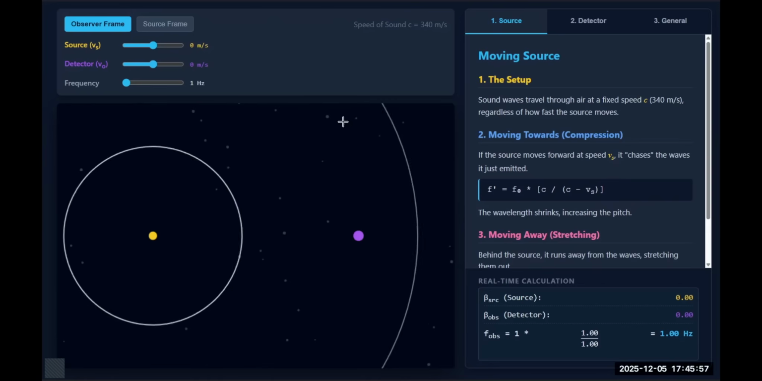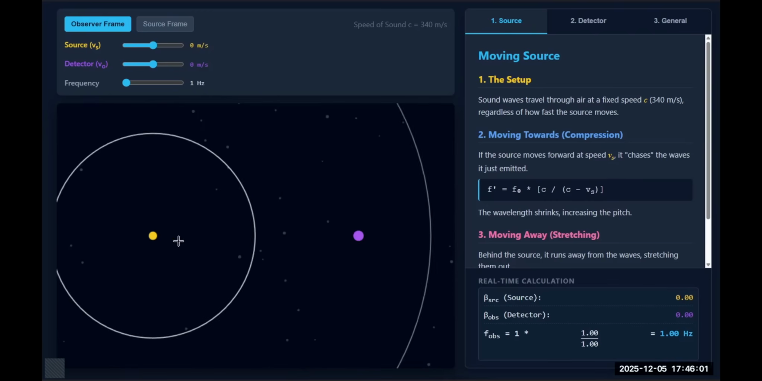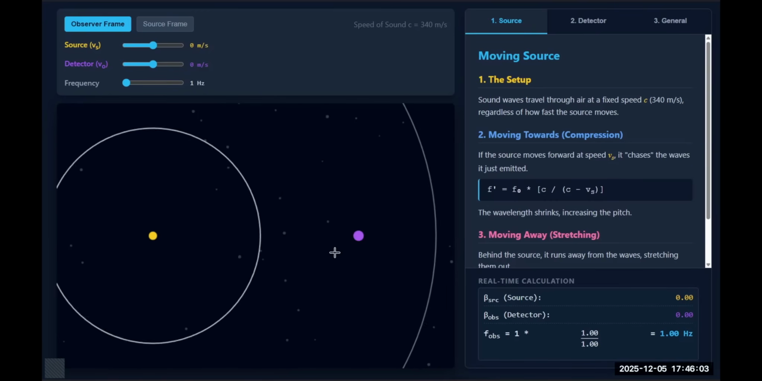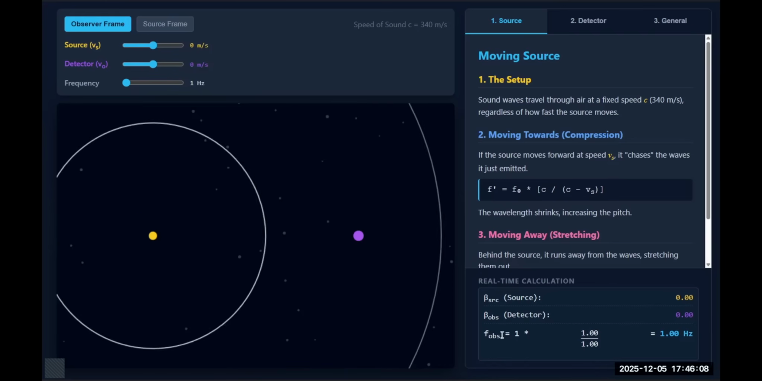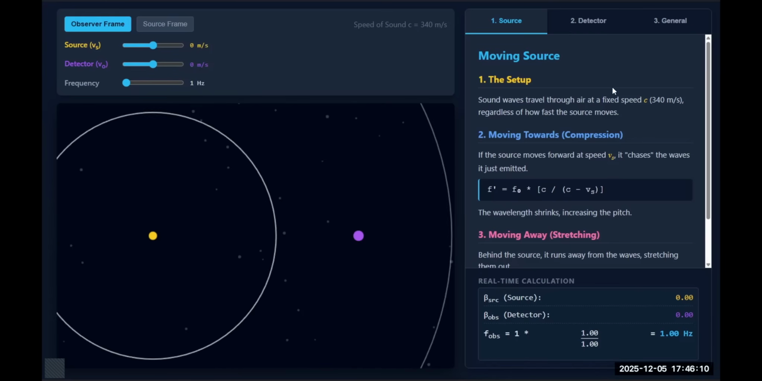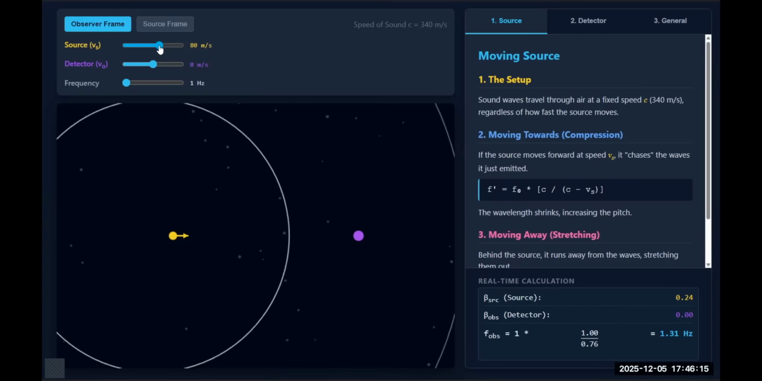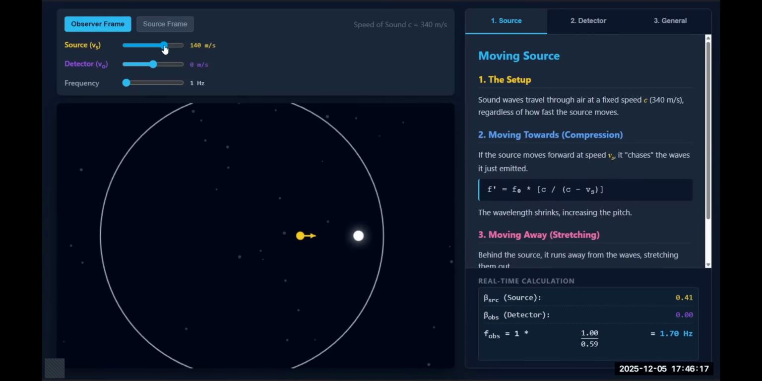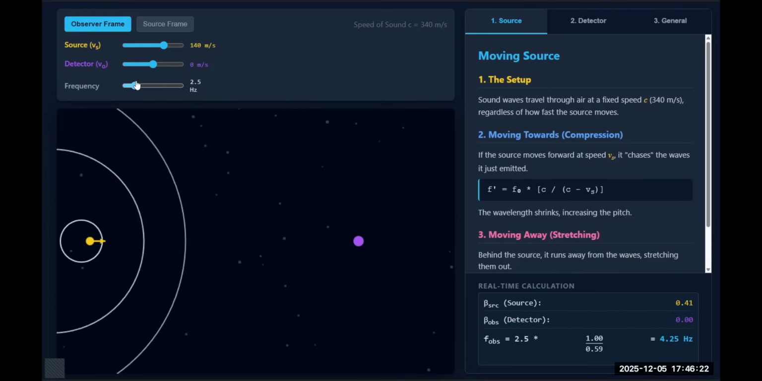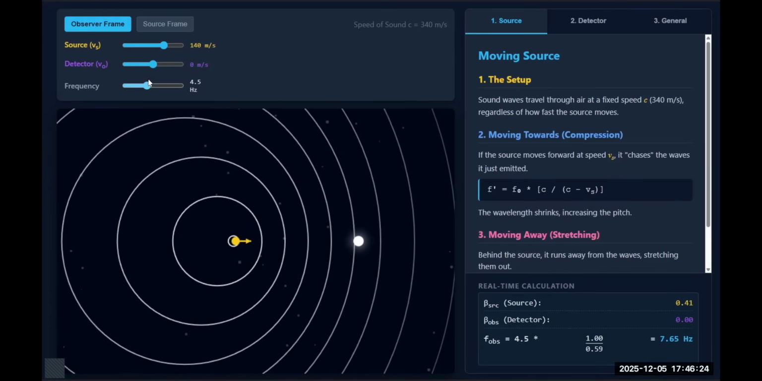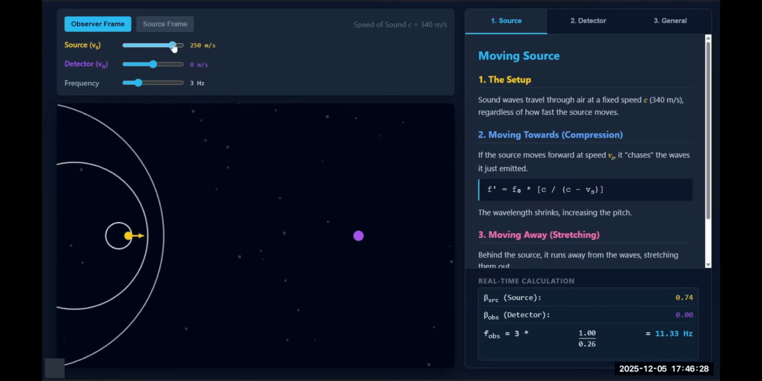So far, nothing is exciting. The source emits a pulse. There's no frequency shift of any kind. The detector receives the pulse, no frequency shift of any kind. So there's no shift right now. Now we start to move the source, for instance. Let me increase the frequency a little bit so we can see more clearly what happens. Maybe this is too fast. Let's see. There we go. That looks good to me.